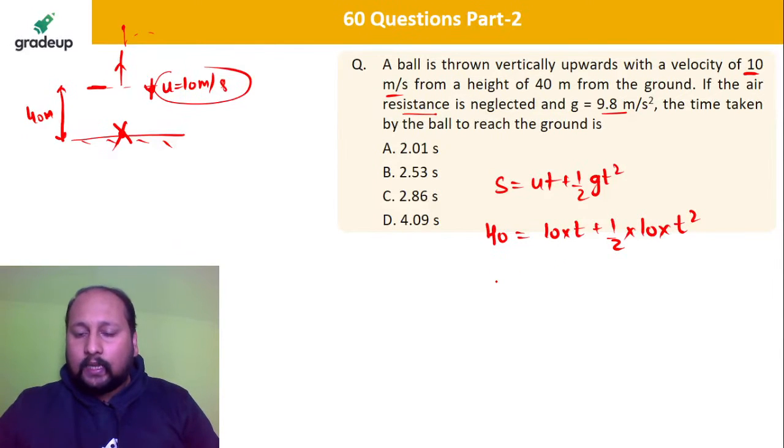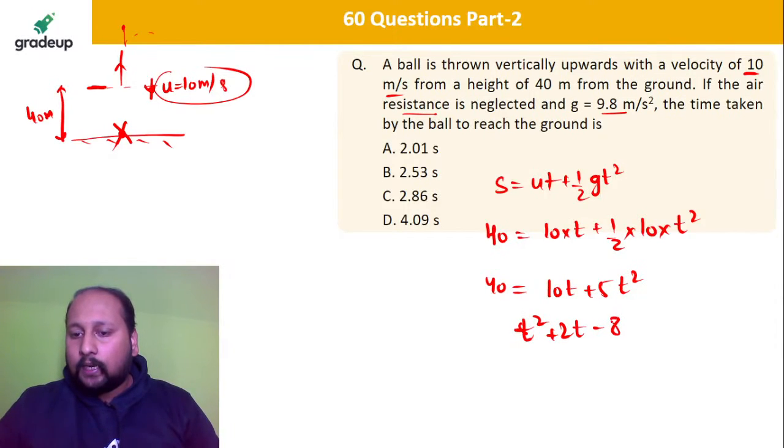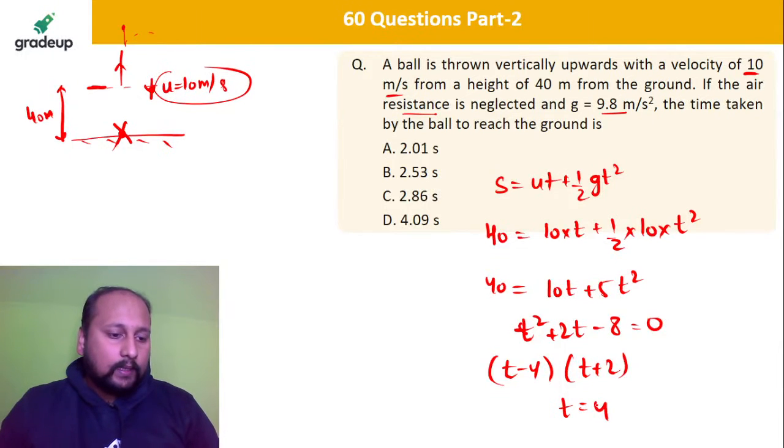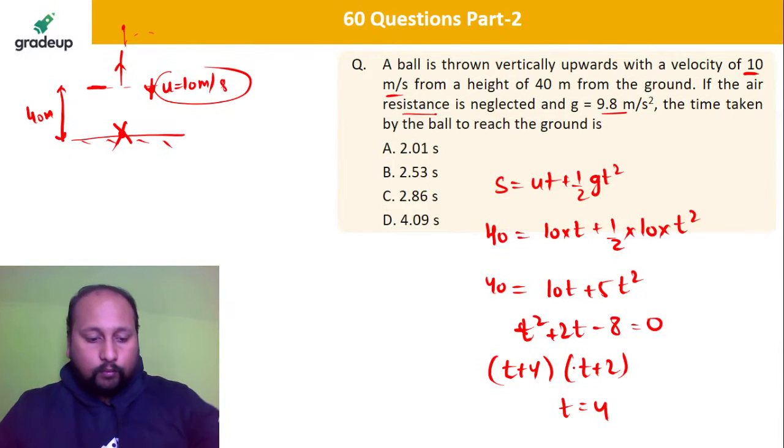So from this, can I say this will be 40 is equal to 10t plus 5t square, or we can say t square plus 2t minus 8 equal to 0. So this will be minus 4 plus 2. So t minus 4 into t plus 2. So t equal to 4. Yes, sorry, t plus 4 and minus 2.